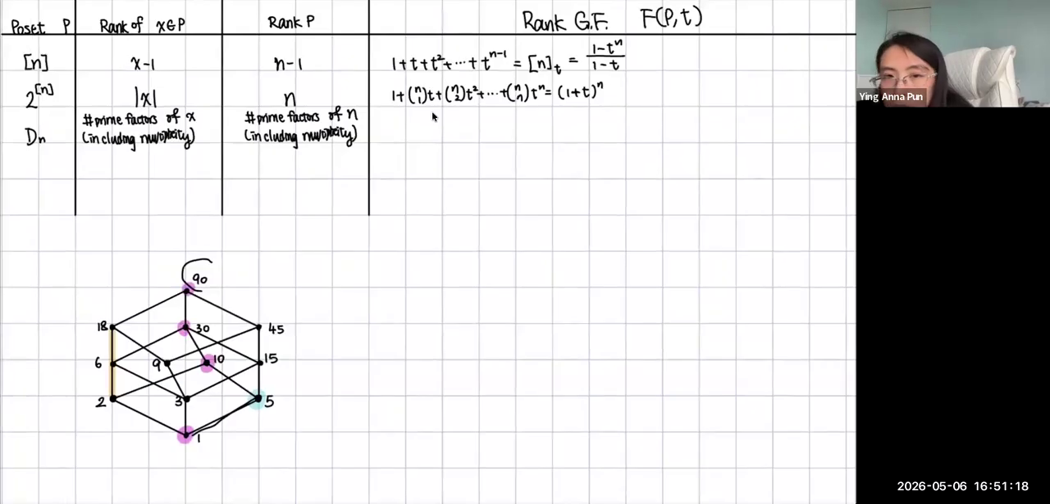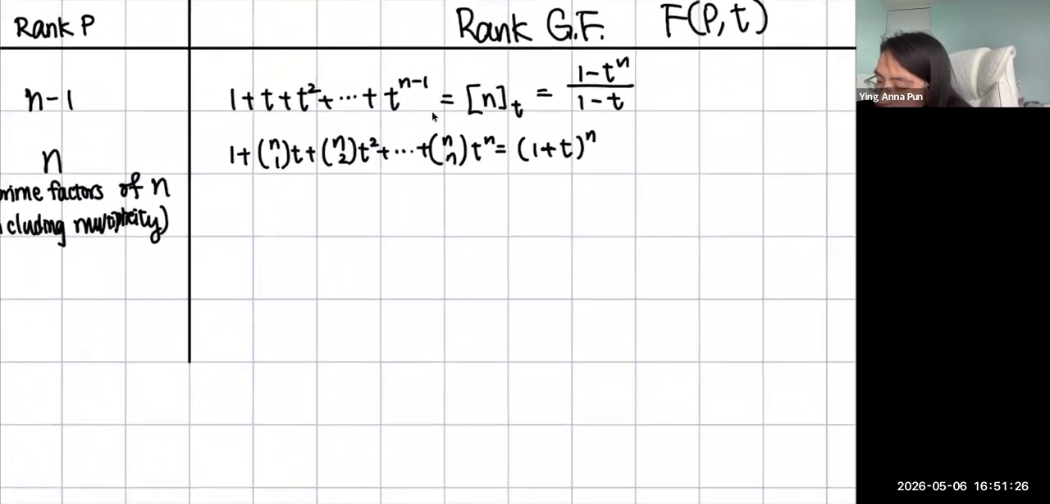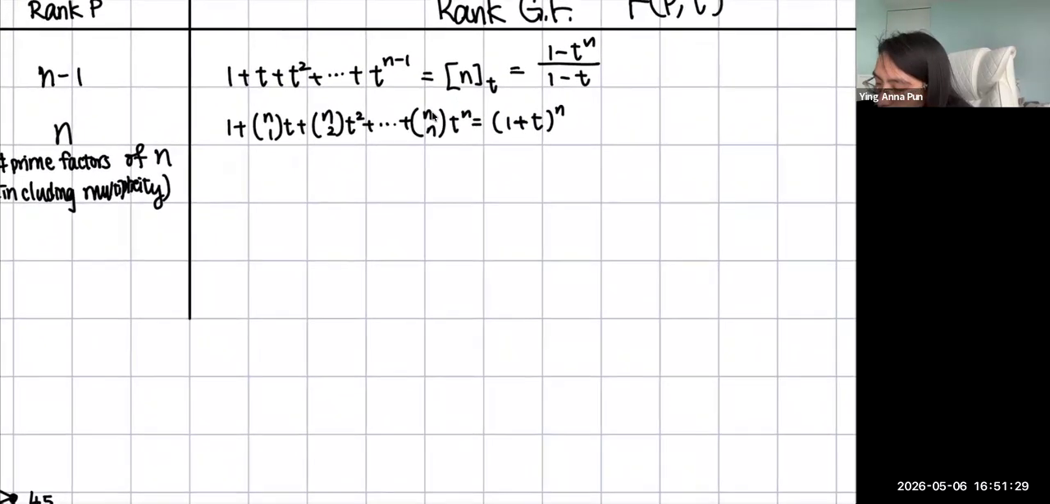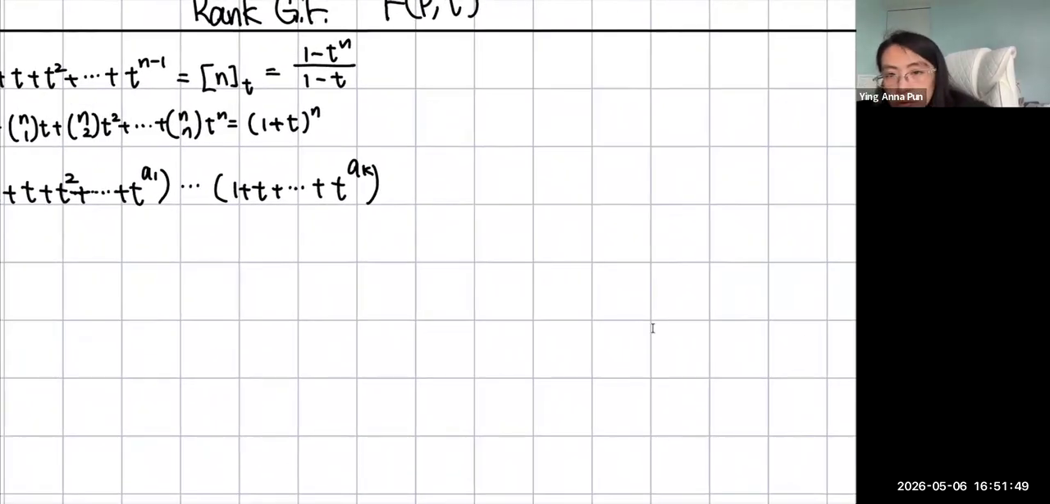Okay, so how are we going to find the rank generating function? Let me first write out the answer and then I'll explain why that's true. The answer is (1 plus t plus t squared plus ... plus t to the power a1) up to (1 plus t plus ... plus t to the power ak). And what are these a1 up to ak here? Here n is written out as the prime factorization like this.